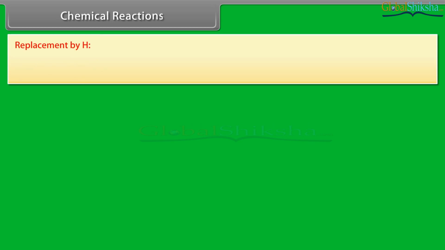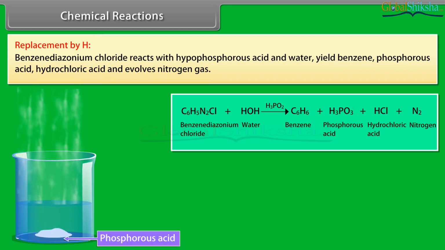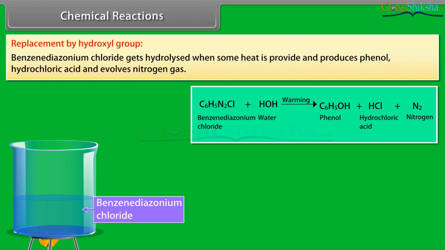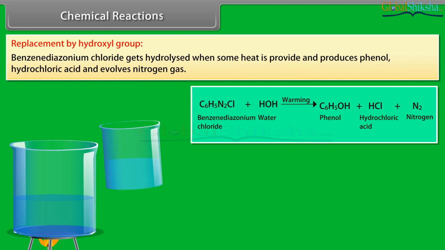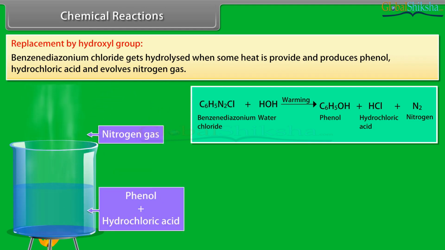Replacement by H. Benzene diazonium chloride reacts with hypophosphorus acid and water, yielding benzene, phosphorus acid, hydrochloric acid and evolves nitrogen gas. Replacement by hydroxyl group. Benzene diazonium chloride gets hydrolyzed when some heat is provided and produces phenol, hydrochloric acid and evolves nitrogen gas.